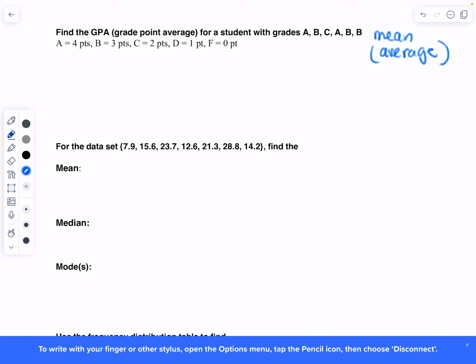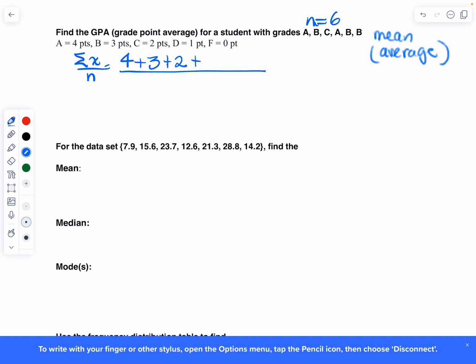So remember, for the mean, I have to sum up my data points over the total number of data points. Okay, so since I have 1, 2, 3, 4, 5, 6 grades, n equals 6. Okay, so let's write this out. The first grade they had is A. Remember, A is a 4. Plus, a B is worth 3 points. Plus, a C is worth 2 points. Plus, an A is worth 4 points. Plus, a B is worth 3 points. And again, B is worth 3 points.